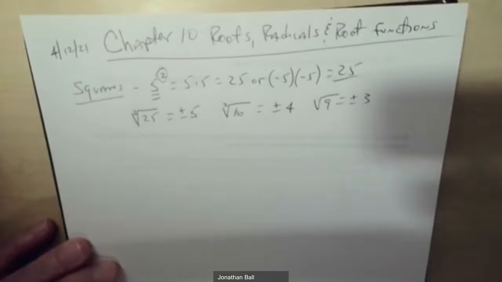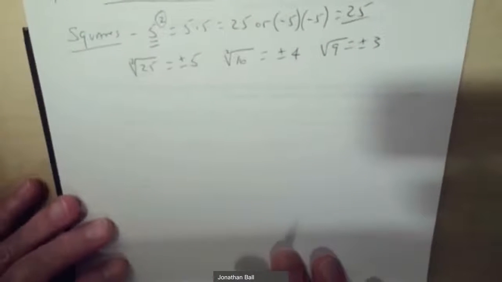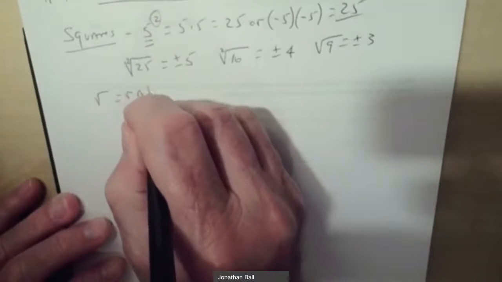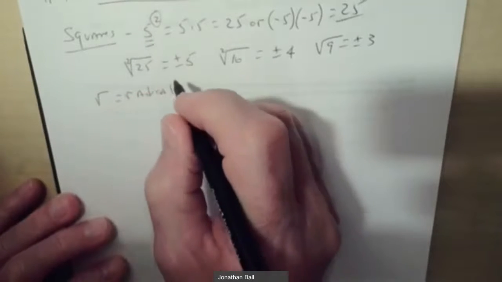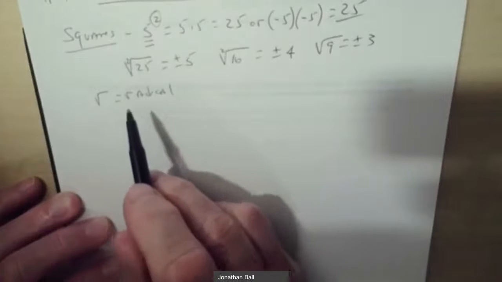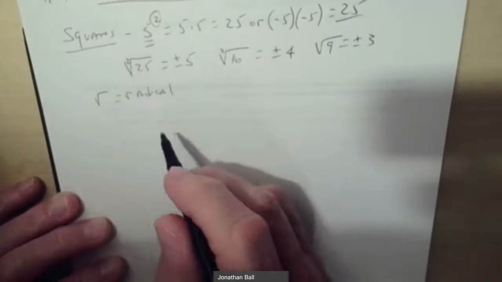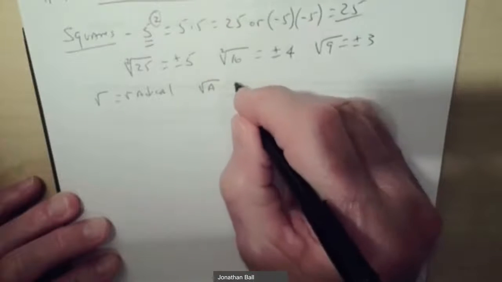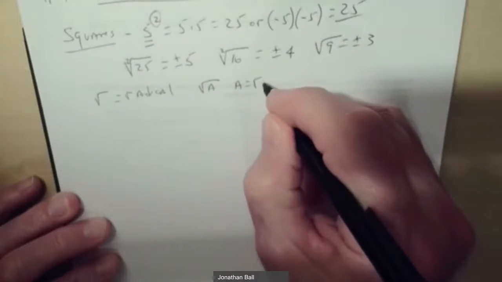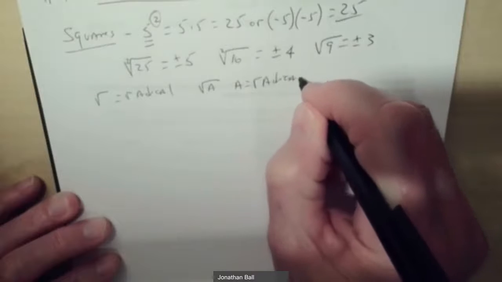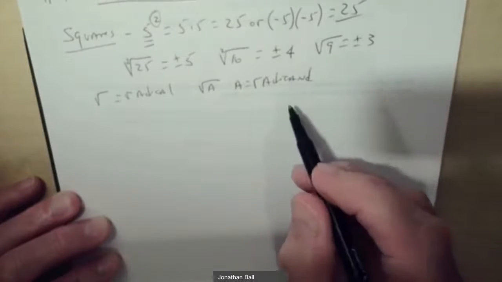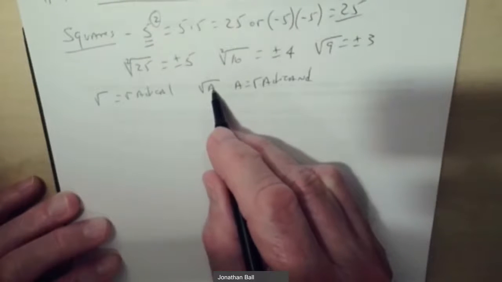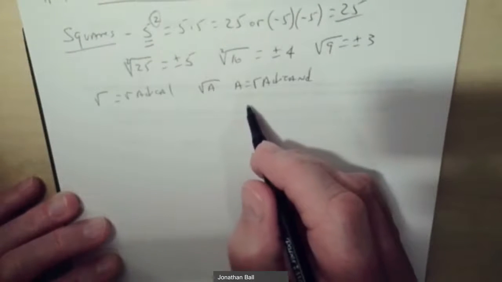Now let's talk about a few vocabulary words. This is the radical. Not super important, but you are going to see this term from time to time. This is the radical, and the number inside of the radical, if we had the square root of A, is the radicand. Again, the A is the radicand. Again, not super important.